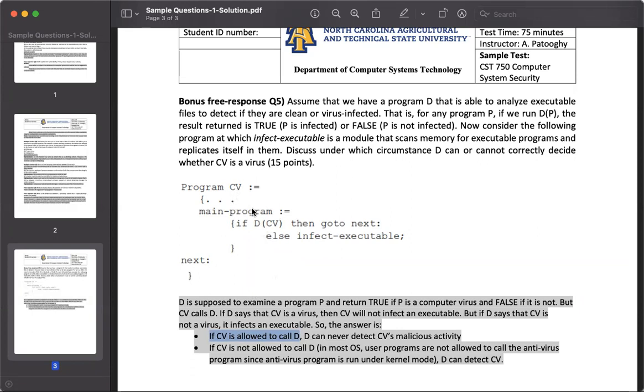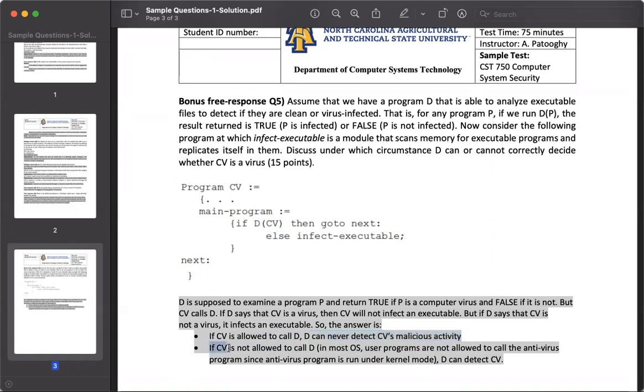We have a smart, malicious person that first checks to see if the policeman is smart enough or not. If it detects that the police is smart, it does nothing. If it detects that the police is not smart enough, it starts doing what he or she wanted to. So if CV is allowed to call D, D can never detect CV's malicious activity, because CV either does that thing or doesn't depending on the situation.